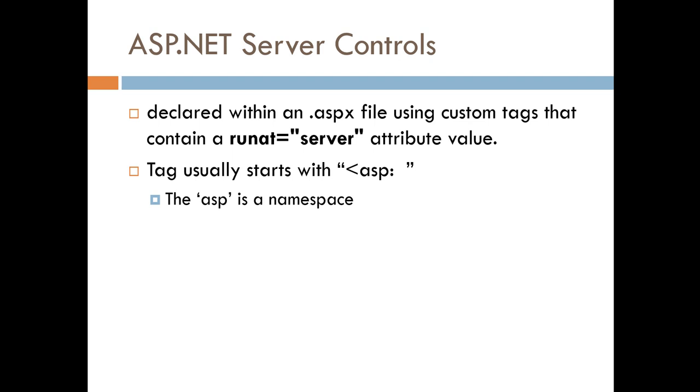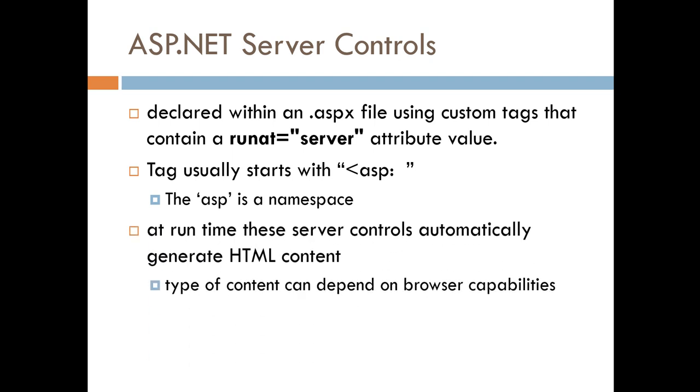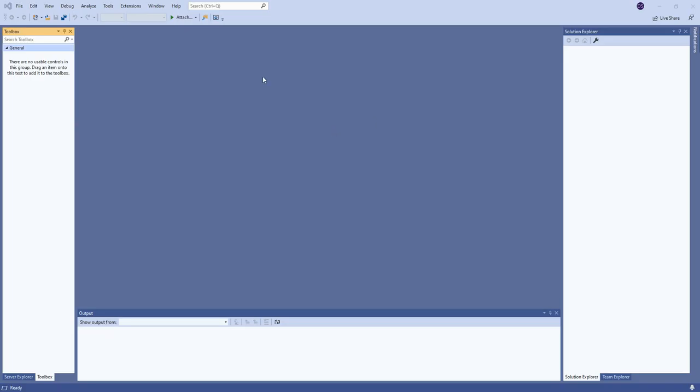So on the server side, we write the code that way, but it often generates vanilla HTML, for lack of a better term, on the client as well, right? So another way to put that is at runtime, the server controls automatically generate the HTML content, and it can vary depending on browser capabilities. So before we go any further, it's probably good to get into an example.